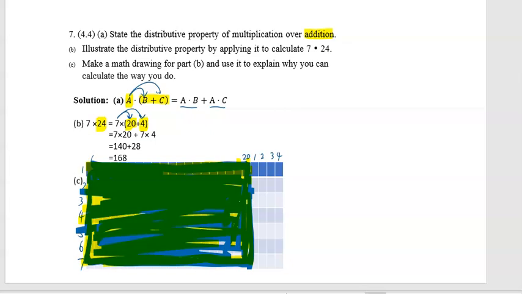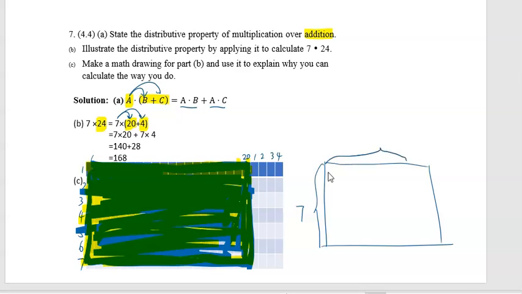But you could just draw a simple graph and label it, say that's 7 rows. From here to here, that's 20 columns. From here to here, that's another 4 columns. And divide it. This section is literally 7 times 20, and this section is 7 times 4. When you add them together, that should give us 7 times 24. So this drawing should be good enough.